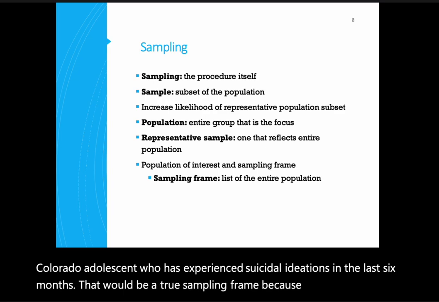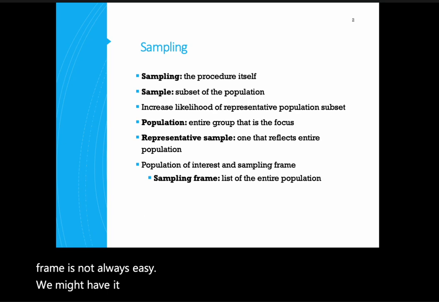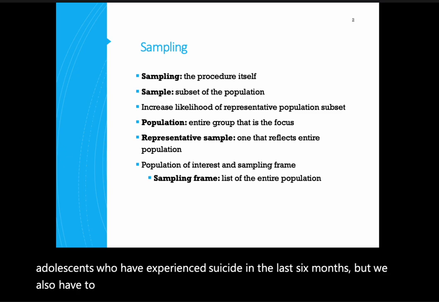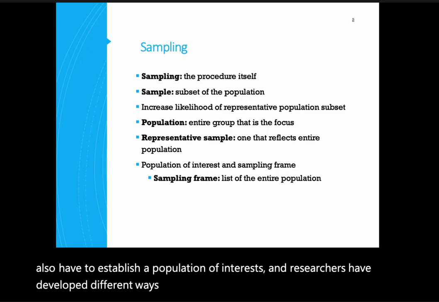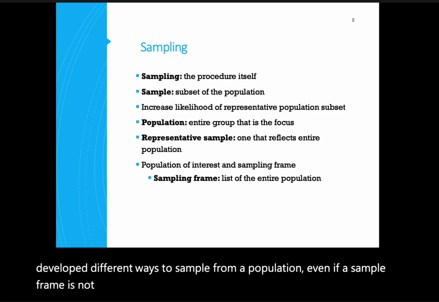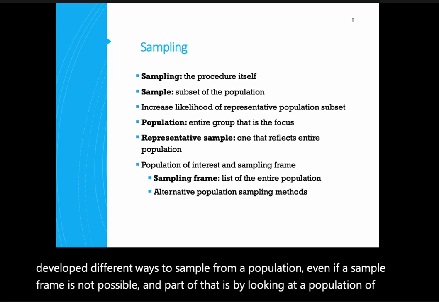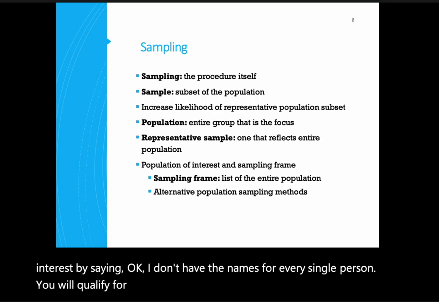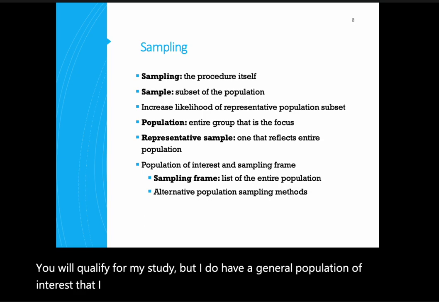Because a sampling frame is not always easy to get, we might have it a little bit more generalized and say all Colorado adolescents who have experienced suicide in the last 6 months. But we also have to establish a population of interest. Researchers have developed different ways to sample from a population even if a sampling frame is not possible. Part of that is by looking at a population of interest, saying, okay, I don't have the names for every single person who will qualify for my study, but I do have a general population of interest that I can use as a starting point.